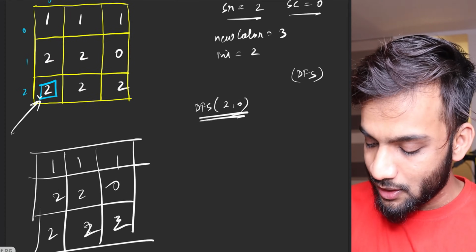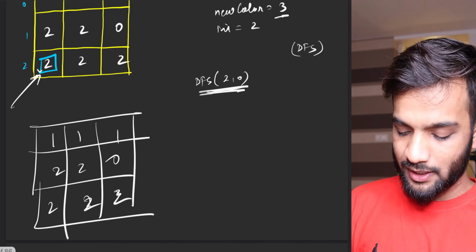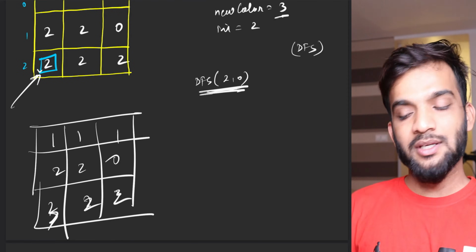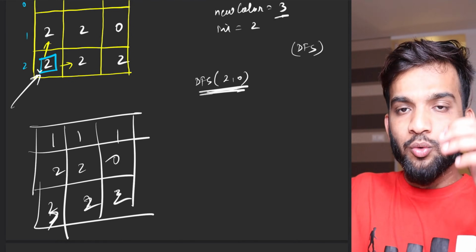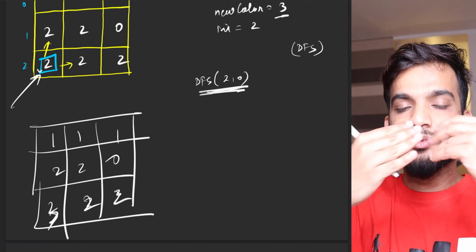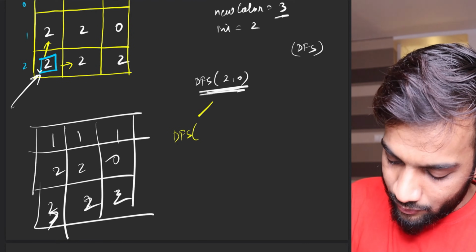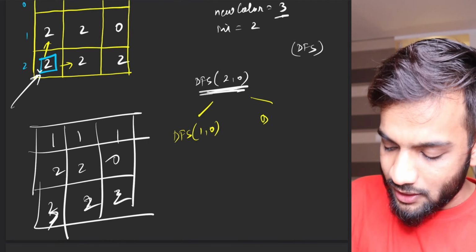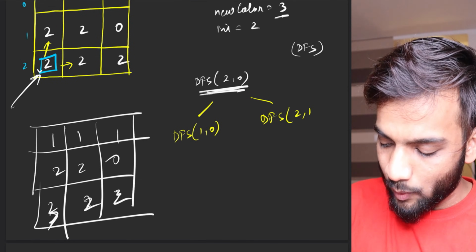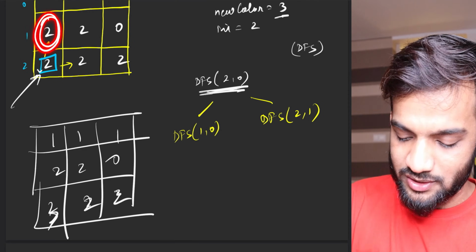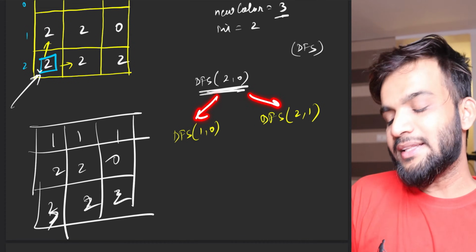So what you'll do is when you go inside, you say, hey, can you take the new color 3? And you'll be like, okay, I'll take the new color 3. He has taken the new color 3. Now he knows he has two neighbors or two people who are connected to him. One is the DFS of 1 comma 0. The other one is the DFS of 2 comma 1. So basically 1 comma 0 is this, 2 comma 1 is this. So either it can go here, or it can go here.